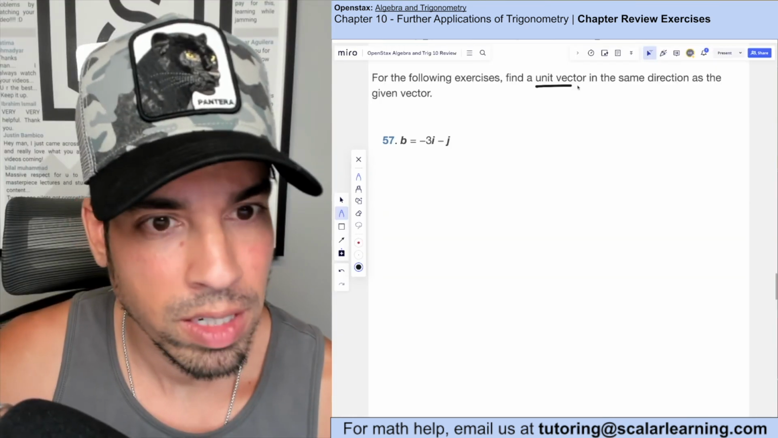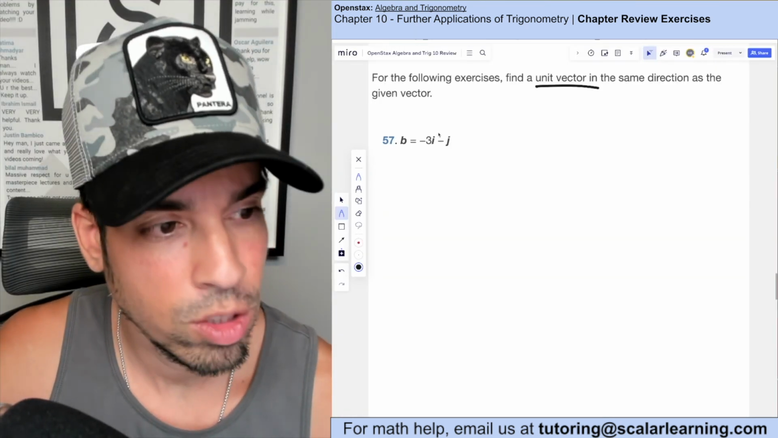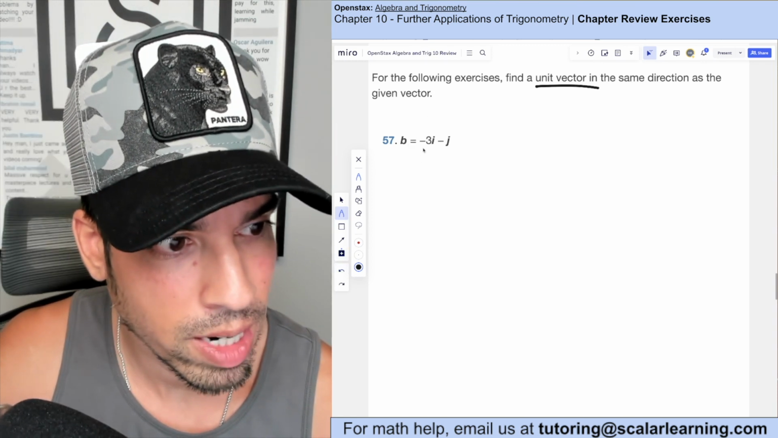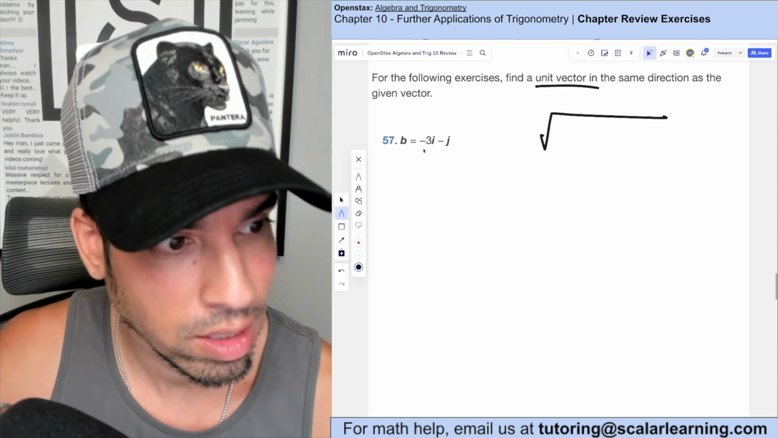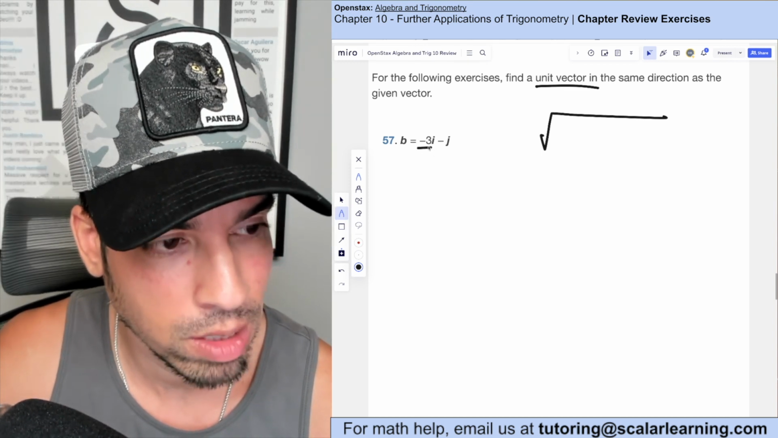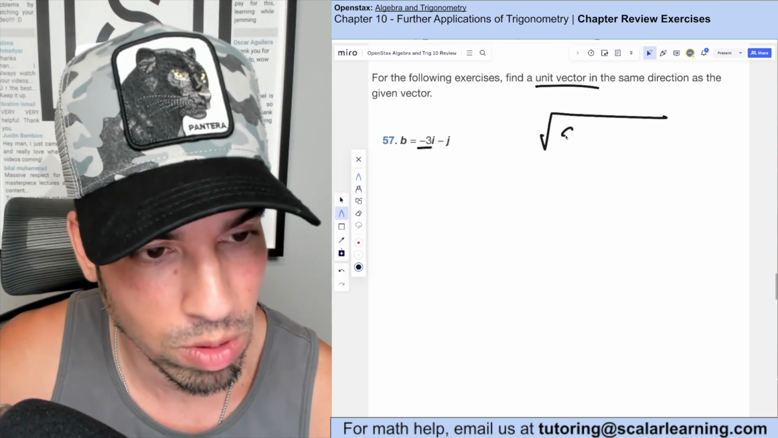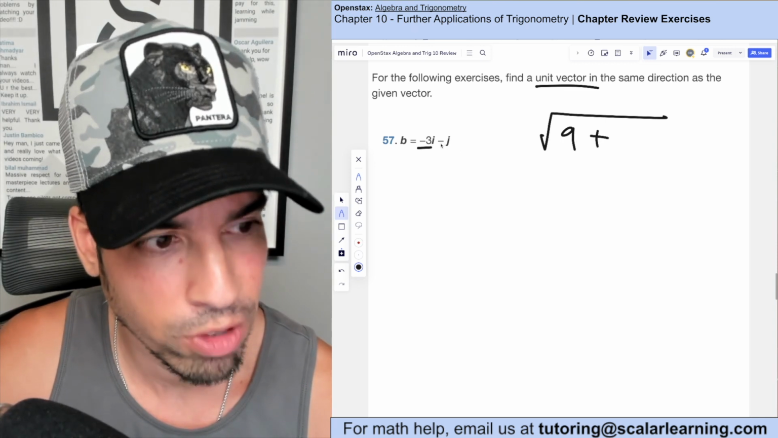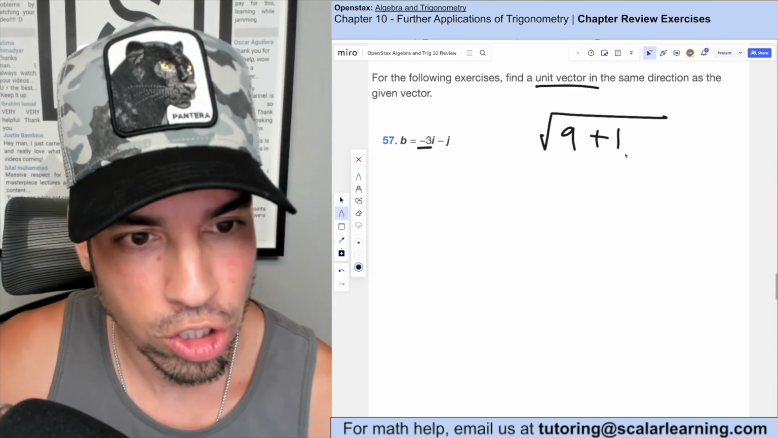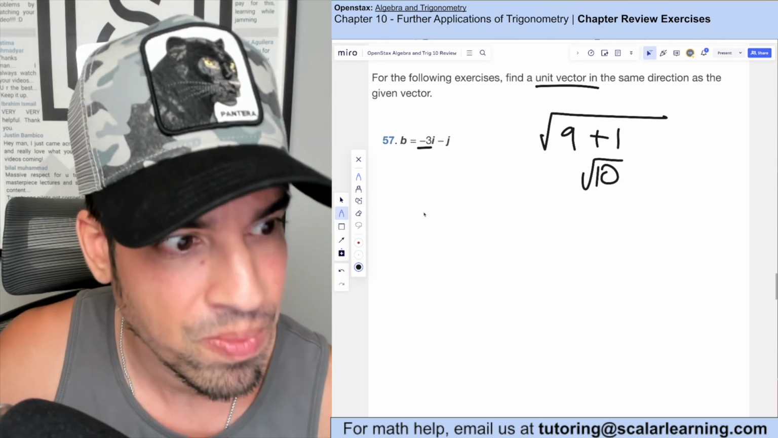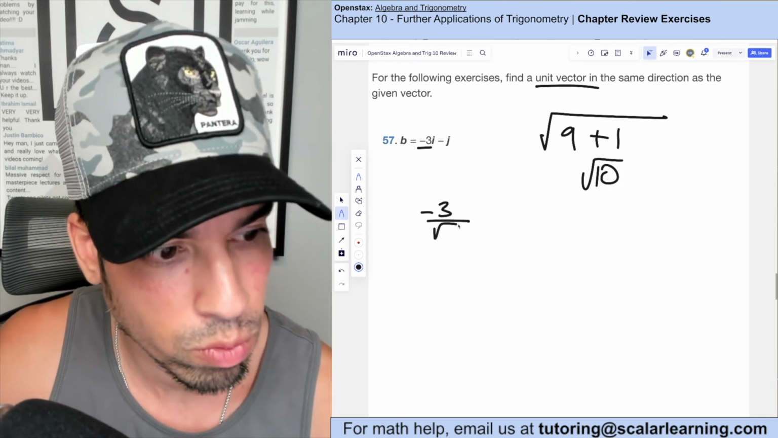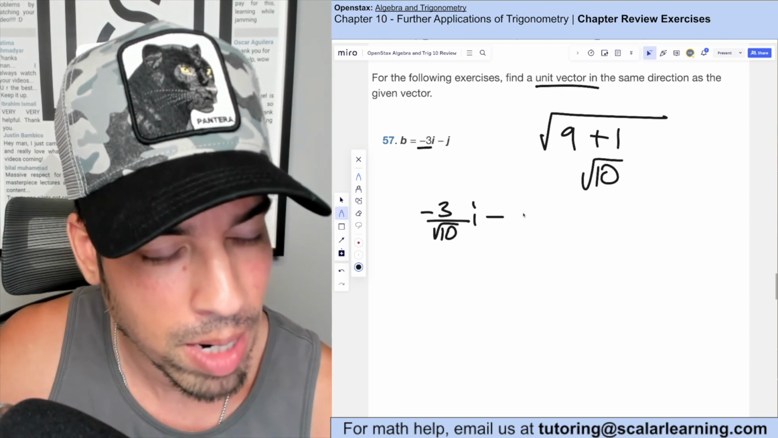So here we're meant to find a unit vector, and the way we do that is we take the original vector and we just divide each component by the magnitude of this vector. And to get the magnitude, I take the square root of the first piece, that first coefficient squared, -3 squared is 9, plus the second coefficient, -1 squared, which is just 1. So we get the square root of 10.